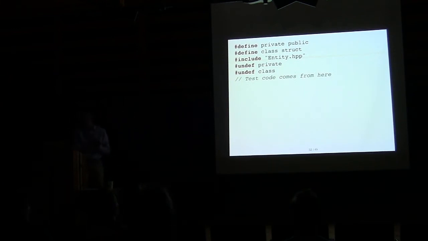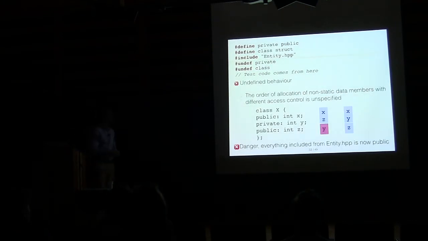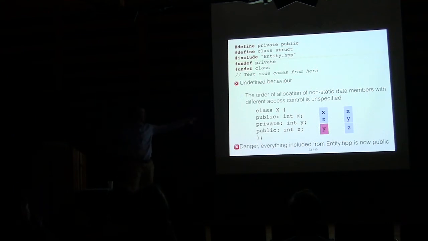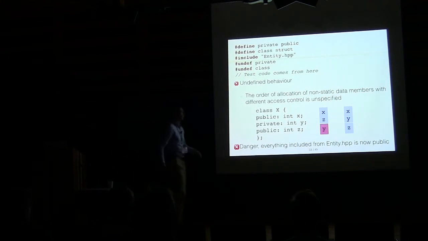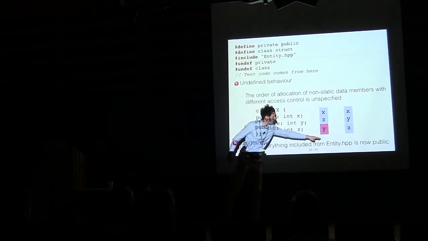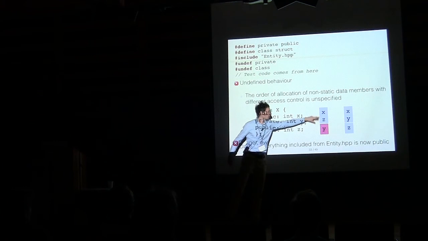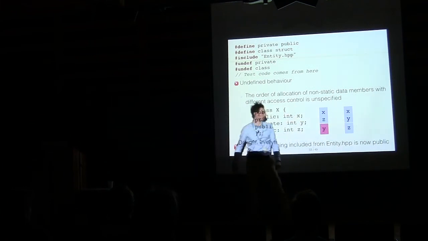Okay. So what's the problem with it? First, nobody should do this. Second, it's undefined behavior because it's not stated in the standard that if you have members with different access specifier, then the order is not specified. So you have this object layout in production code and another layout in the testing code.